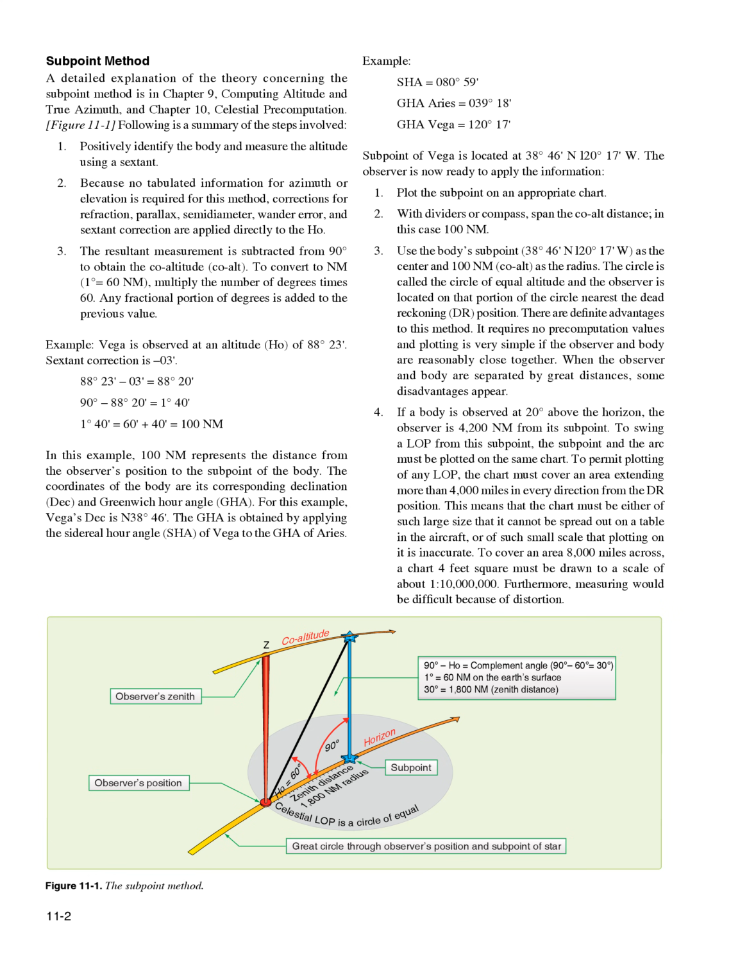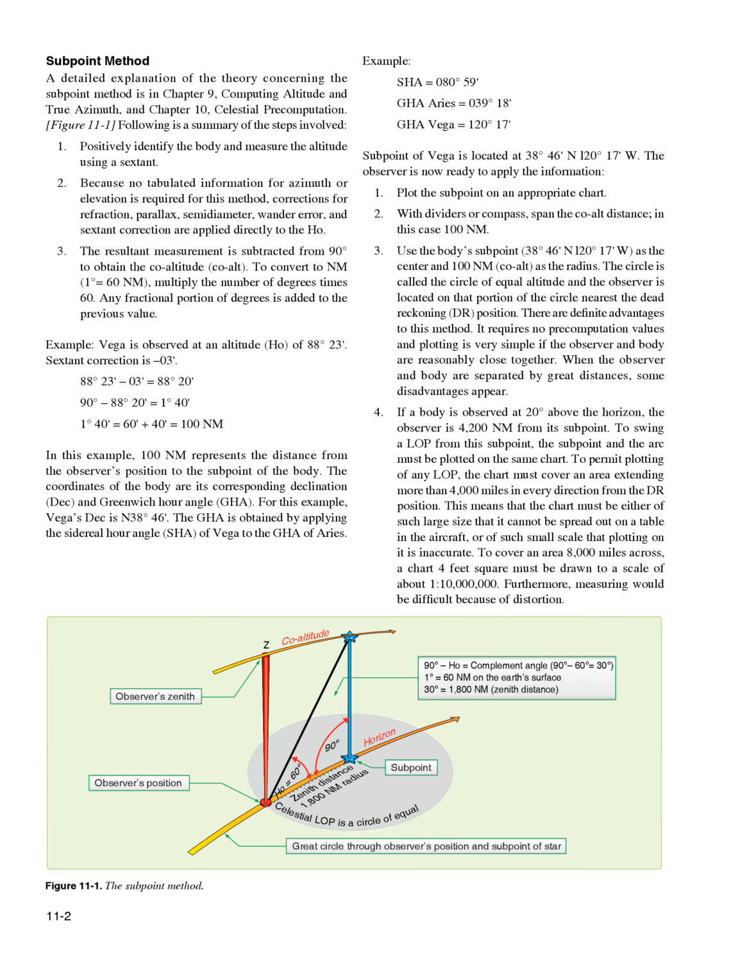3. The resultant measurement is subtracted from 90 degrees to obtain the co-altitude, co-alt. To convert to nautical miles, where 1 degree equals 60 nautical miles, multiply the number of degrees times 60. Any fractional portion of degrees is added to the previous value. Example: Vega is observed at an altitude, HO, of 88 degrees 23. Sextant correction is 03. 88 degrees 23 minus 03 equals 88 degrees 20. 90 degrees minus 88 degrees 20 equals 1 degree 40. 1 degree 40 equals 60 plus 40 equals 100 nautical miles.